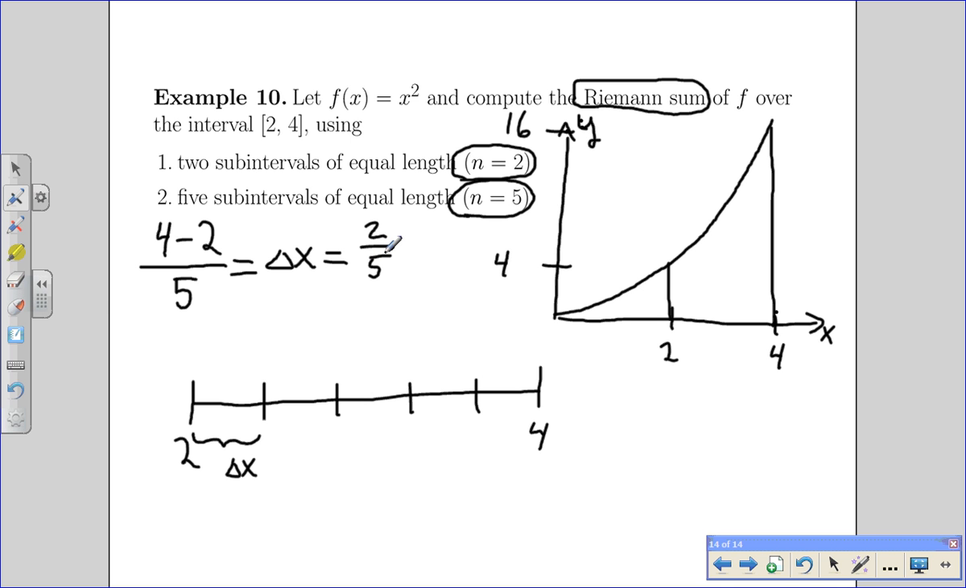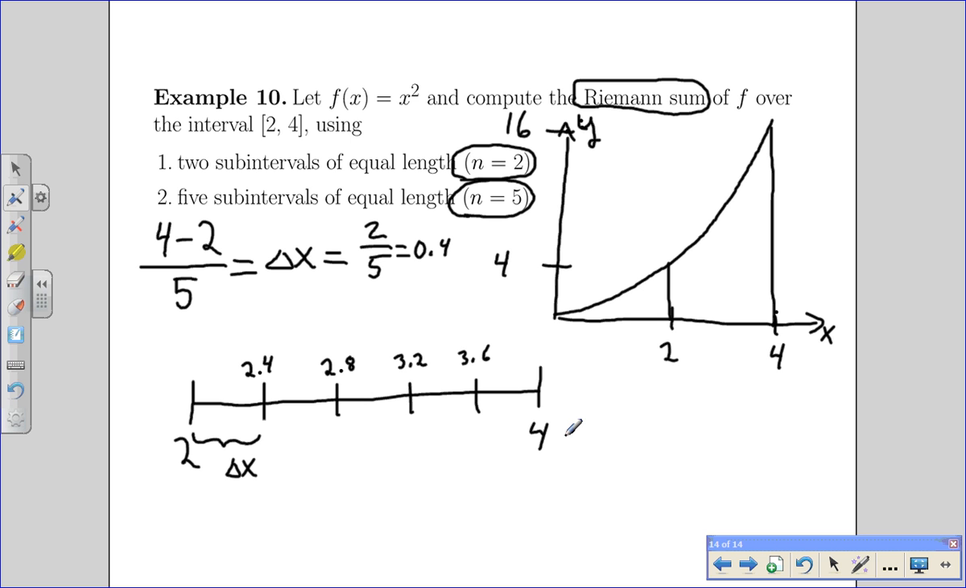And so what we want to do here is figure out what all my x values are. So we have 2, and this is 0.4. It's probably going to be easier to work with 0.4. So we have 2.4, 2.8, 3.2, 3.6, and 4.0. So those are the x values.